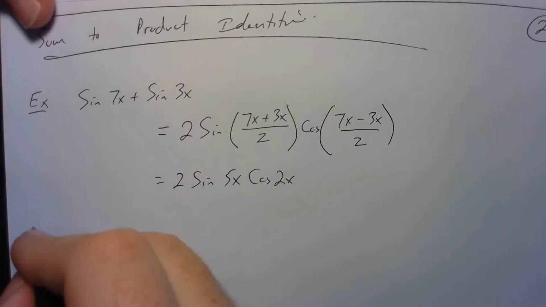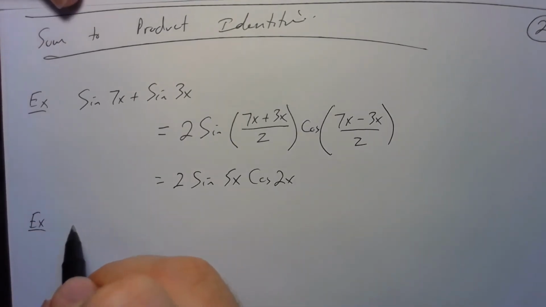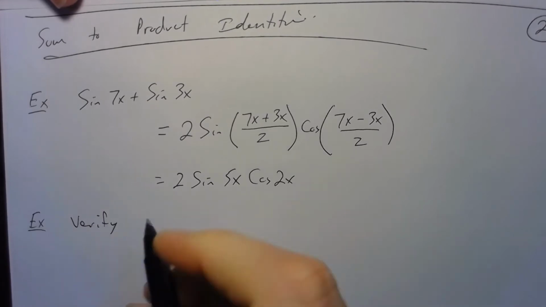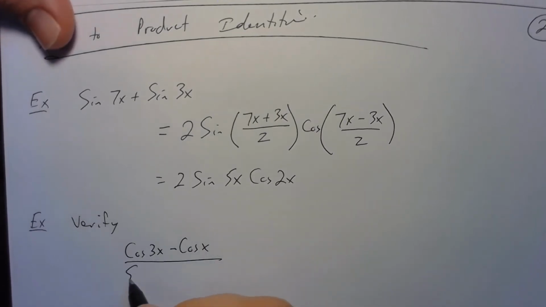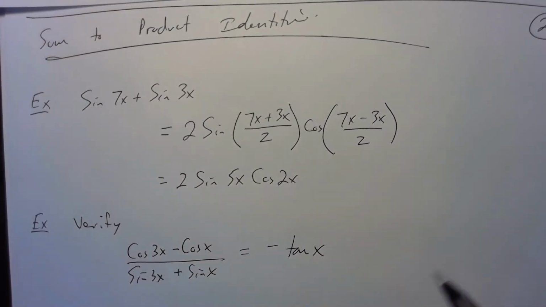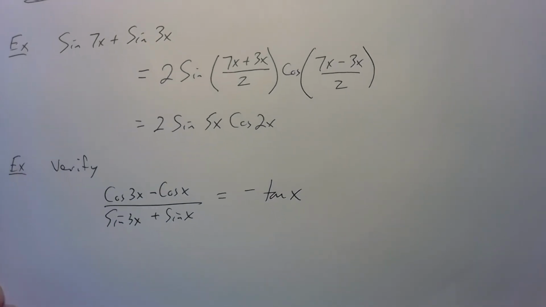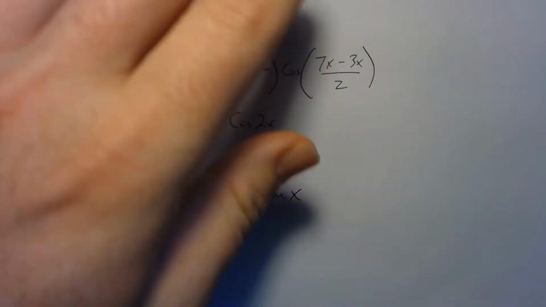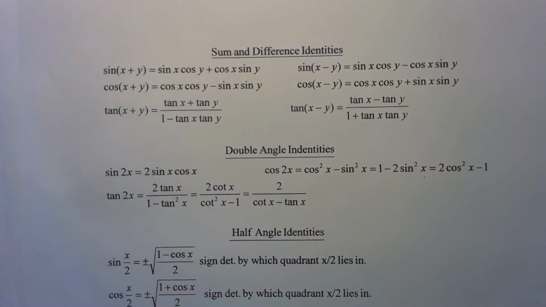So the last example we're going to look at in this particular video is going to be a verifying identity problem. We're going to go ahead and look at the cosine of 3x minus the cosine of x, divided by the sine of 3x plus the sine of x, equals a negative tangent of x. For an identity that looks like this, our first idea, we should think about what we have at our disposal. And again, we have every single one of these identities on the page at our disposal.